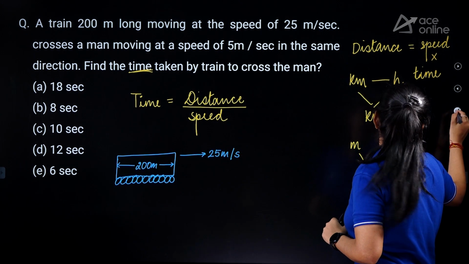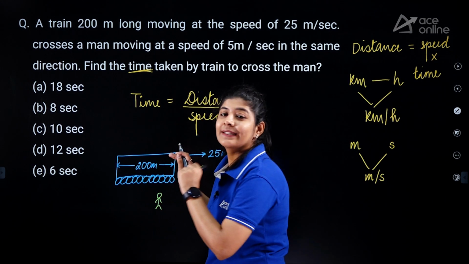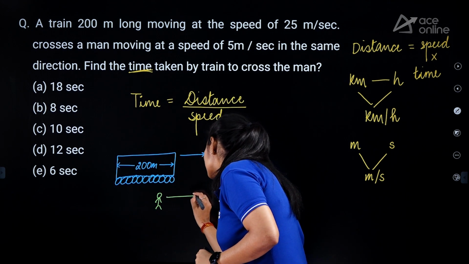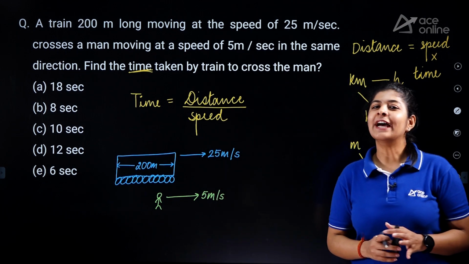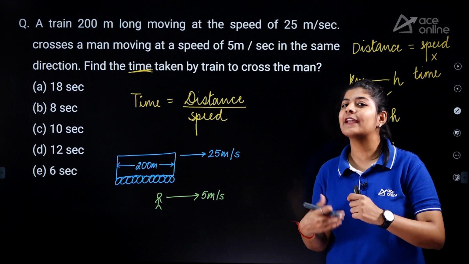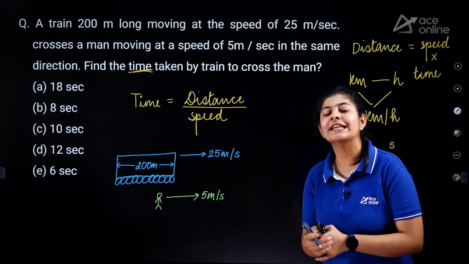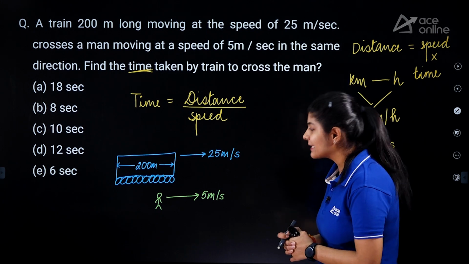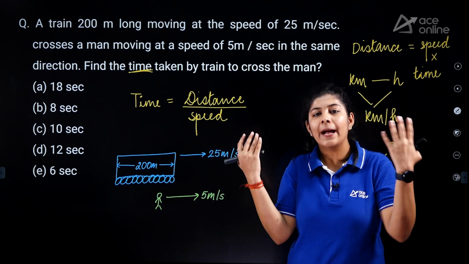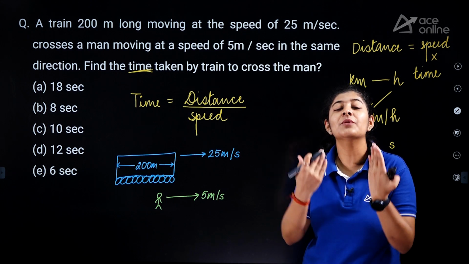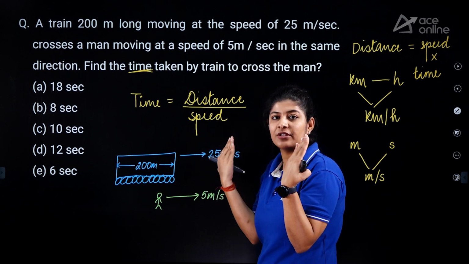Now, there's a man too. We have a person too, and this person is moving in the same direction with the speed of 5 meters per second. Whenever we have this type of question, we put the concept of relative speed. And what does relative speed say? Relative speed says that if we have opposite directions, then opposites attract each other, which means we need to add these speeds. But if we have the same direction, then they will repel each other, right?